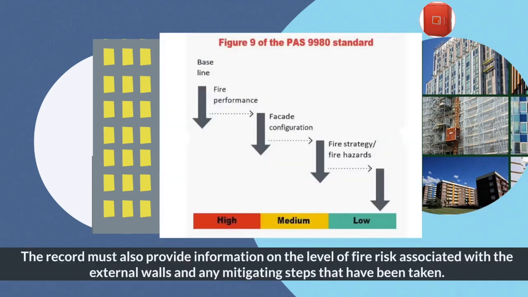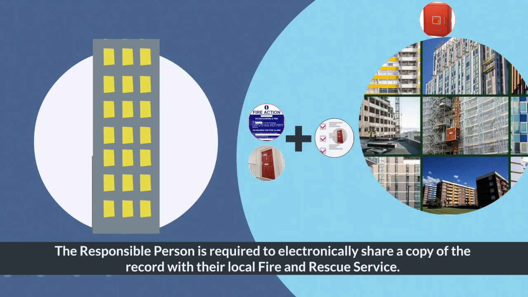The record must also provide information on the level of fire risk associated with the external walls, and any mitigating steps that have been taken. The responsible person is required to electronically share a copy of the record with the local fire and rescue service.